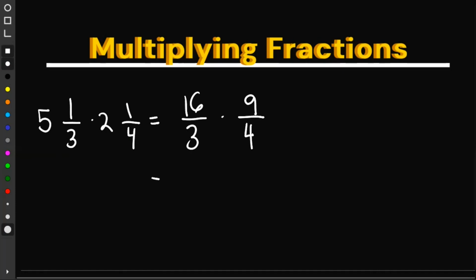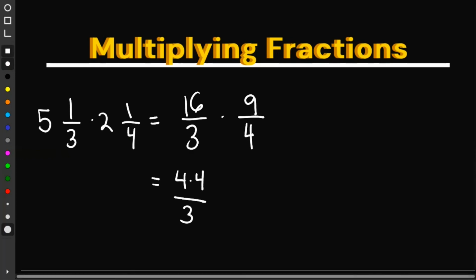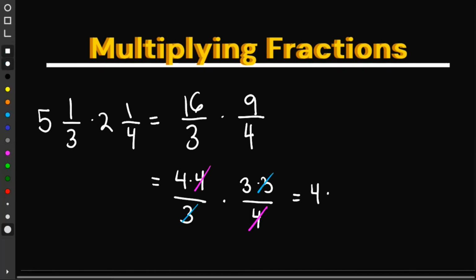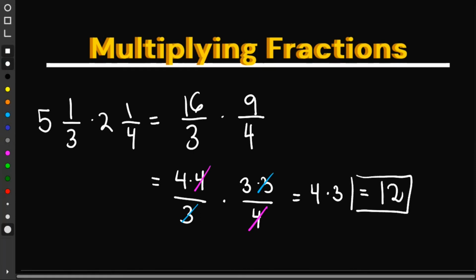So we can write this again as 4 times 4 all over 3, times 3 times 3 all over 4. So we can now cancel out some numbers. So we have 4 and 4 in the numerator and 3 and 3 in the denominator. So this would give us 4 times 3, which is equal to 12. And that is our final answer.